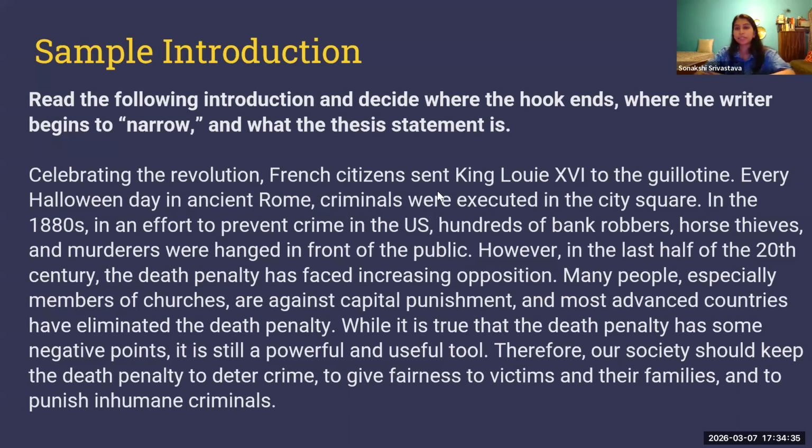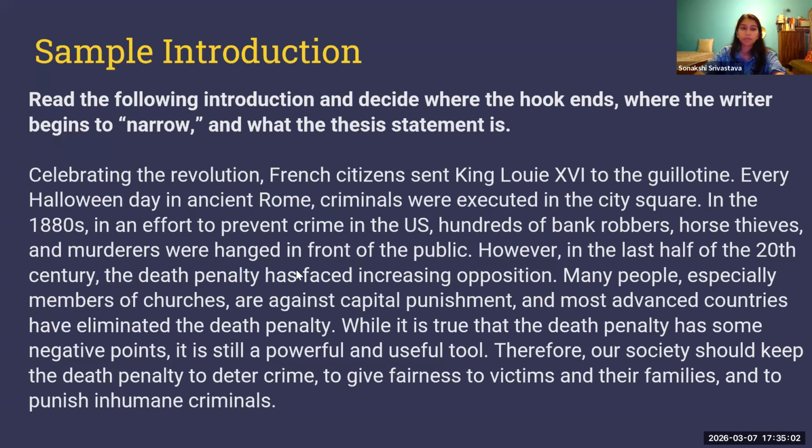Okay, I'll just quickly read out the passage for everyone. Celebrating the revolution, French citizens sent King Louis XVI to the guillotine. Every Halloween day in ancient Rome, criminals were executed in the city square. In the 1880s, in an effort to prevent crime in the US, hundreds of bank robbers, horse thieves, and murderers were hanged in front of the public.